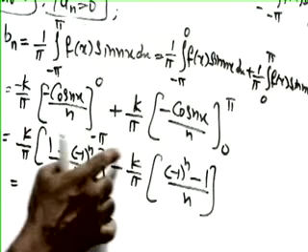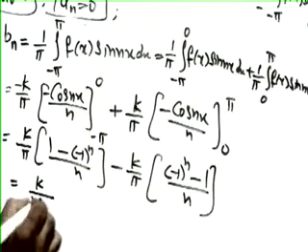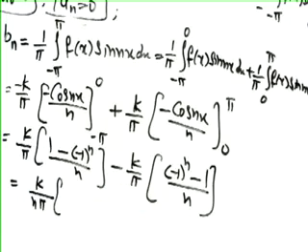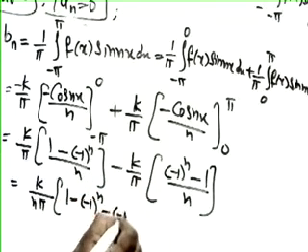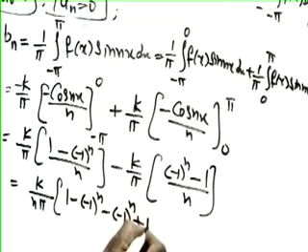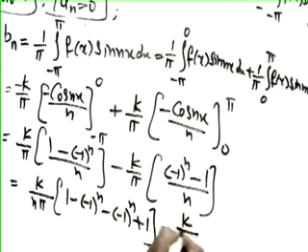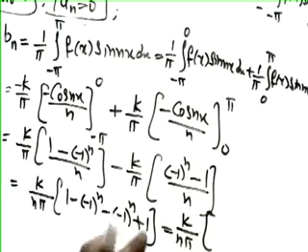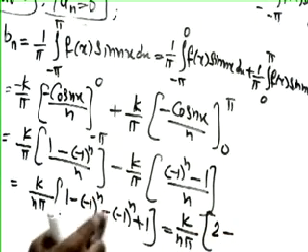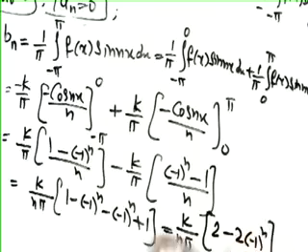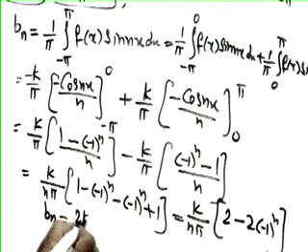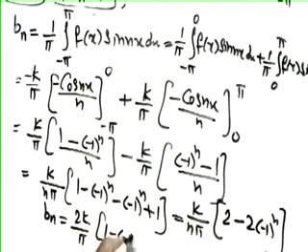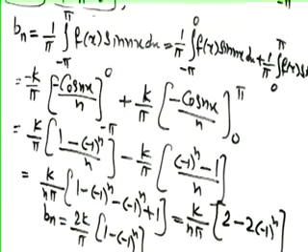Now let me take common from these two. In both these two we have k by n pi common. If we take k by n pi common, what is left here? 1 minus minus 1 power n. Multiply this minus into plus minus 1 power n, minus into minus plus 1. So this will become k by n pi into 1 plus 1, 2 minus 1 power n, minus 1 power n, minus 2 into minus 1 power n. Let me take common 2 from here. So we get the value of bn. So bn equals, if you take common, 2k by pi into 1 minus minus 1 power n.